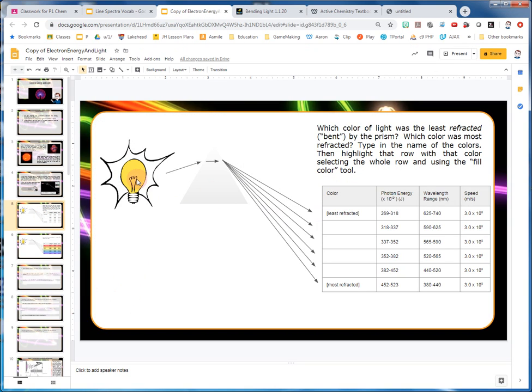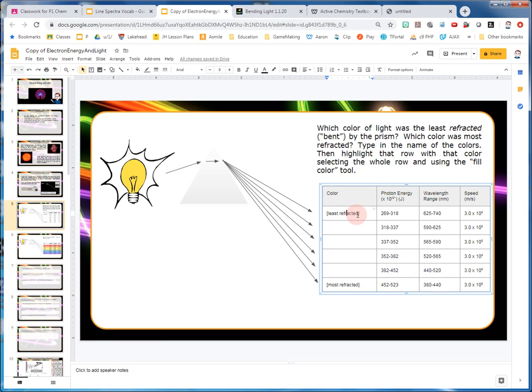So we'll come back over here. Here's our model. Light source, prism. The light is coming out. Which color of light was the least refracted or the least bent? Well, that was red that was least bent, right? And then which color was the most bent? It was violet. And then we need all the colors in between.